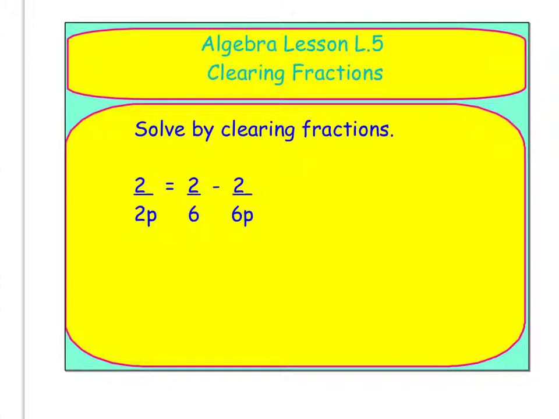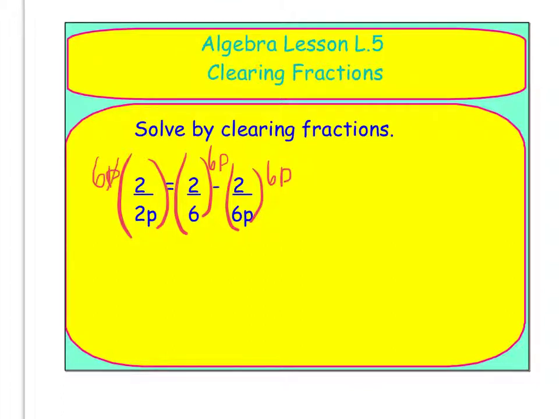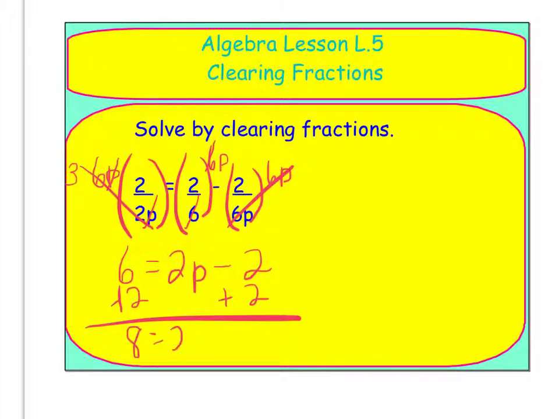The next one, we have a common denominator between 2p, 6, and 6p, which is 6p. So I'm going to multiply everything by 6p. On the first one, the p's can cancel out, and 6 over 2 gives us 3. 3 times 2 gives us 6. The 6's can cancel out, 2 times p, 2p. When the 6p's cancel out, you subtract the 2. Add 2 to each side. 8 equals 2p. Divide by 2, and p equals 4.